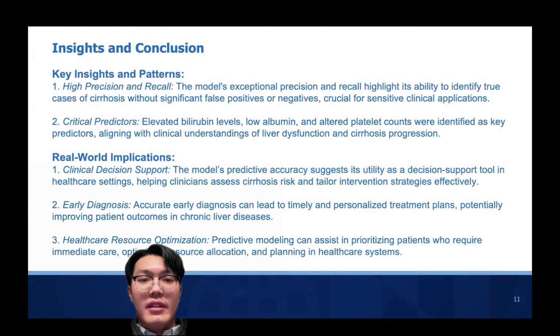So let me wrap up everything I talked about in my presentation. For the key insights, we know that elevated bilirubin level, low albumin, and altered platelet counts were identified as key predictors. In real life, the model's predictive accuracy helps clinicians assess cirrhosis risk and tailor intervention strategies effectively. Also, accurate early diagnosis can let patients get treatment in advance to improve the patient outcome in chronic liver diseases.